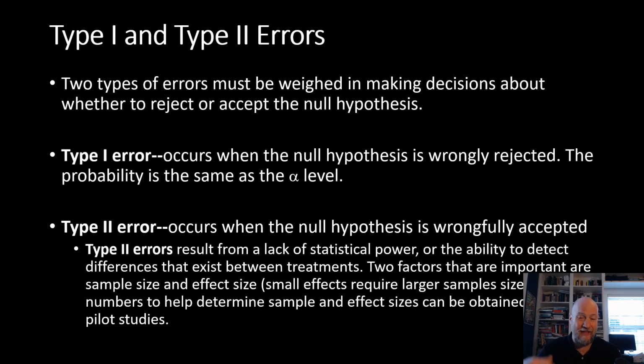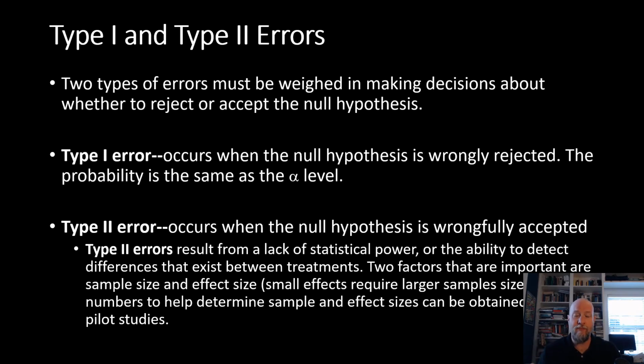The opposite of that, the flip side of that, is called a type 2 error. And a type 2 error is when the null hypothesis is wrongly accepted. When you accept the null hypothesis, remember what you're saying is there's no relationship between these variables. But in a sense, what happened is you missed it. In medicine, we call this a false negative, right?